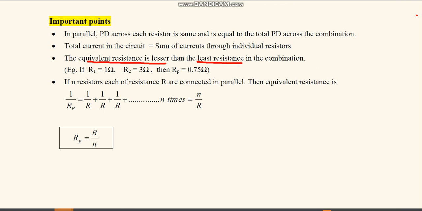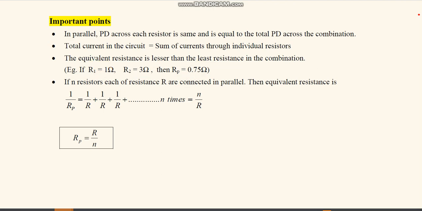For example, let us take two resistances R1 1 ohm and R2 3 ohm. When we find the equivalent resistance of this parallel combination of R1 and R2 using the parallel combination formula, we get the answer 0.75 ohm. Here 0.75 ohm is lesser than the least of the two resistances, that is 1 ohm. So we can say that the equivalent resistance in a parallel combination is lesser than the least resistance in the combination.